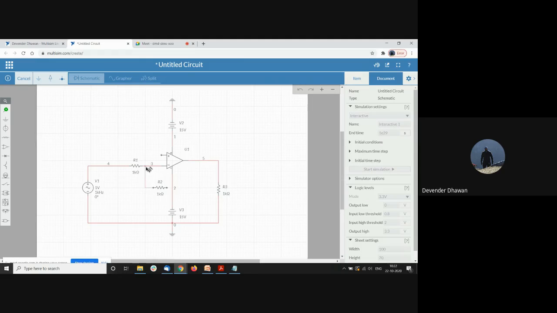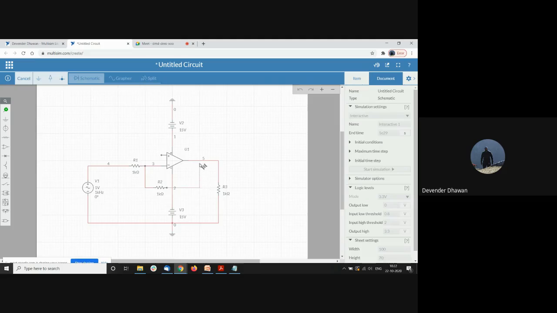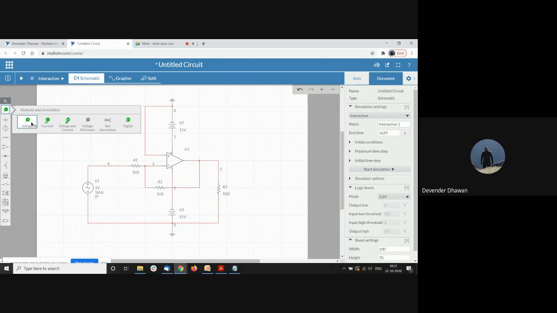And this here is going here. Okay, and again this I will put into the ground. Okay, so let me just put the probes now.